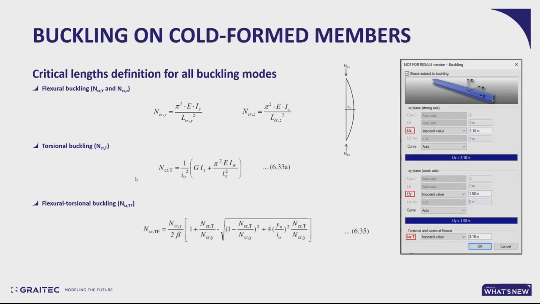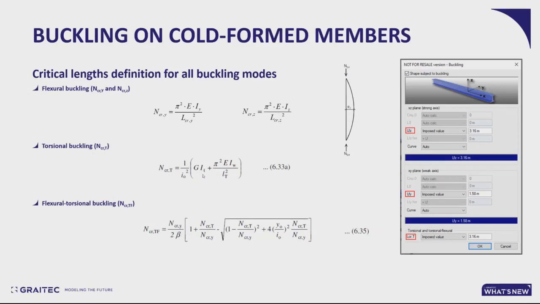And these two effects are usually governing for cold form members, because you are dealing with open sections with very low torsional resistance and a significant offset between the shear center and the centroid of the section. And here you see in the torsional buckling critical force, we've got all that.